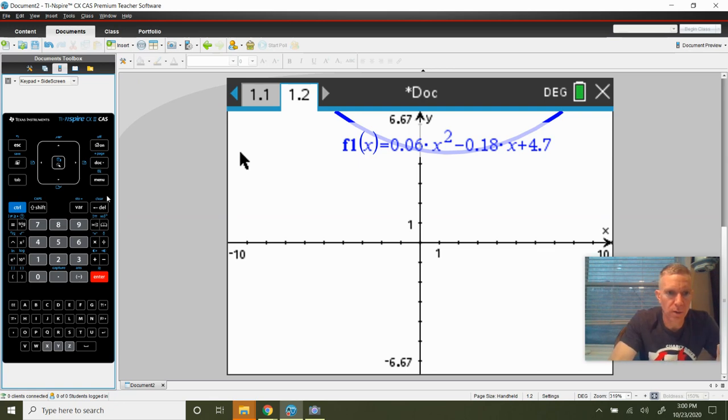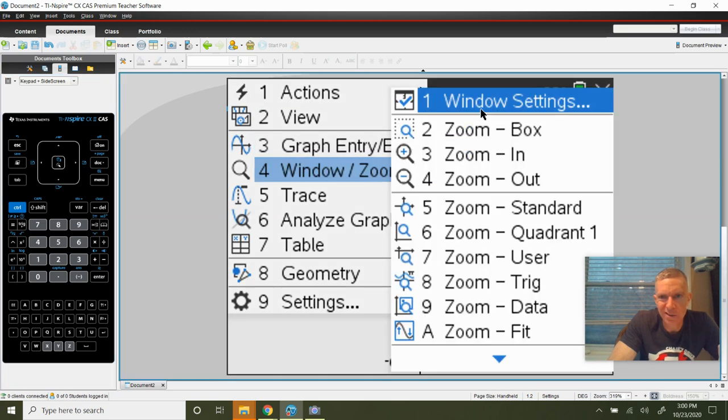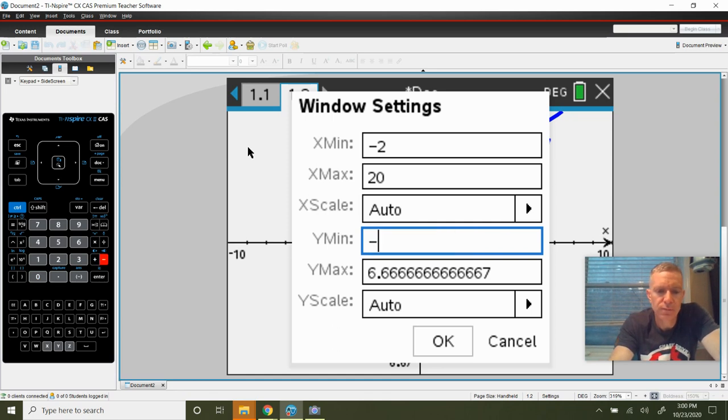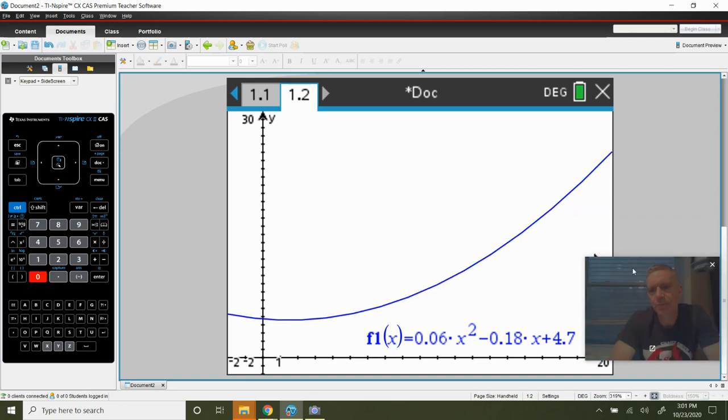Let's go to our window. Menu, window. I like to do it by hand and just plug them in myself. And so your x, we said 0 to 20. I like to go a little less than 0 just so I can see the y-axis. -2 to 20. The y value, I'll leave that negative. Let's go -2 to what price? Maybe $30, I'm guessing. You can always adjust this. That looks like it's okay.